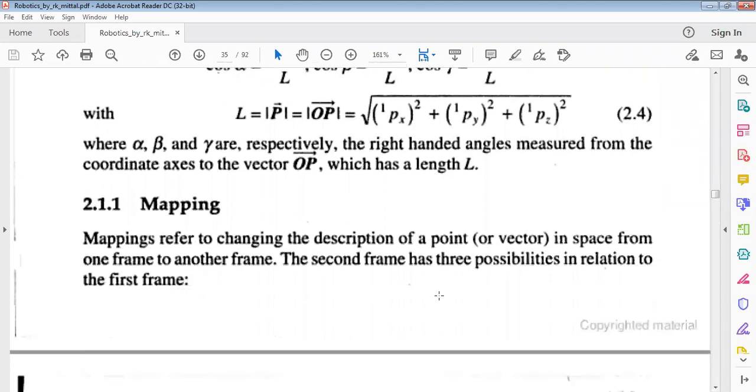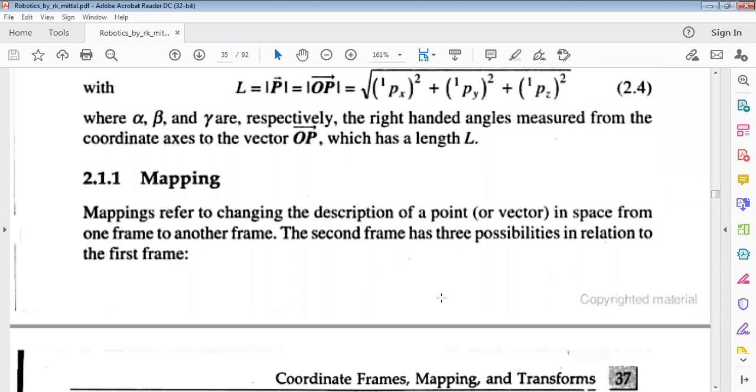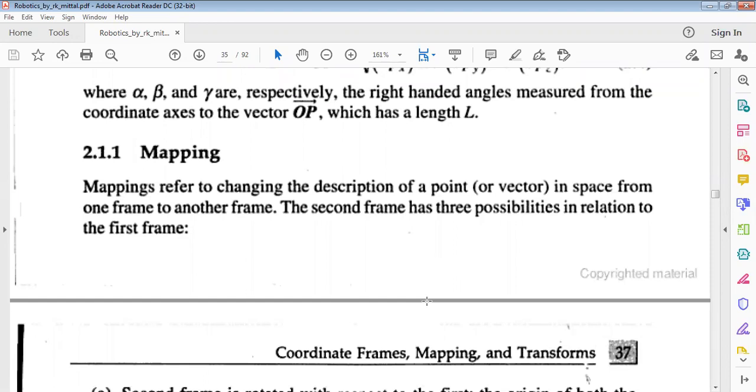So what is mapping? Mapping refers to changing the description of a point or vector in space from one frame to another frame. While mapping, we need to remember three possibilities of the second frame in relation to the first frame.